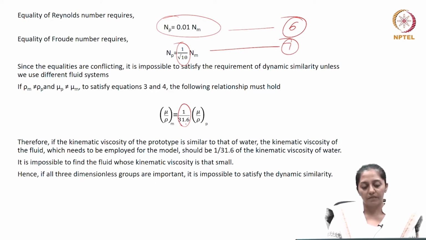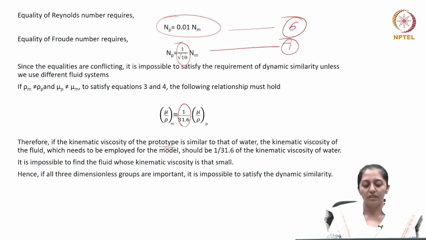So, if the kinematic viscosity, mu by rho, of the prototype is similar to that of water, then the kinematic viscosity of the fluid which needs to be employed for the model should be 1 by 31.6 of the kinematic viscosity of water. It is impossible to find a fluid whose kinematic viscosity is that small.